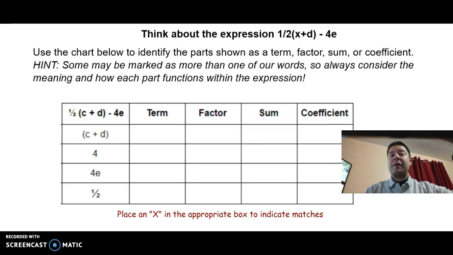You're usually looking for plus signs. And then remember, terms, you're looking for parts of the expression separated by not division, not multiplication, but only plus and minus signs. All right, so take a look at this activity. See if you can find all of the terms, all the factors, all the sums, all the coefficients that are listed here, and then we'll get a chance to see the correct answers coming up next.